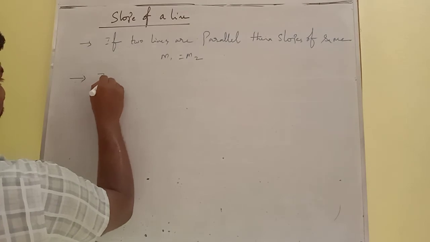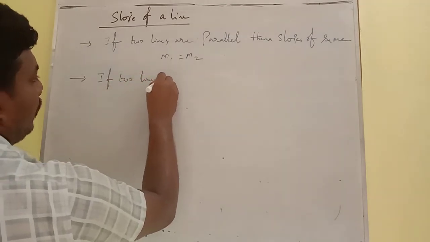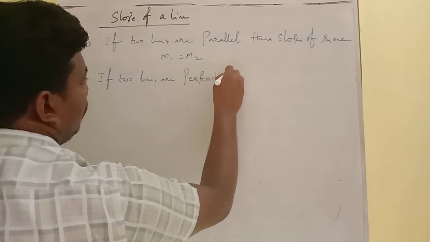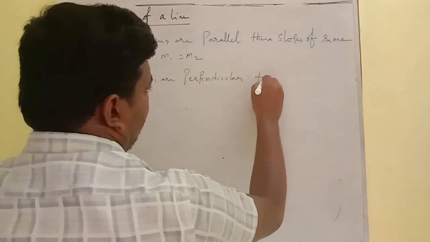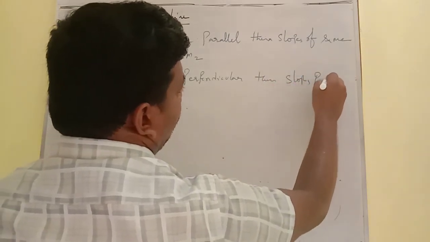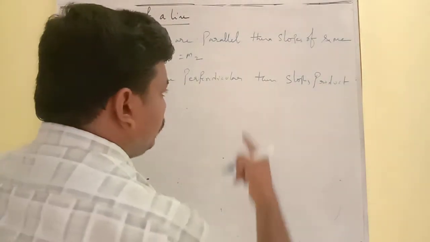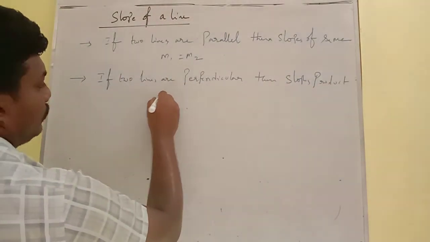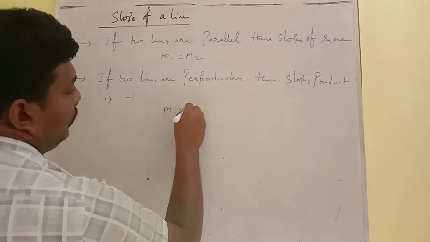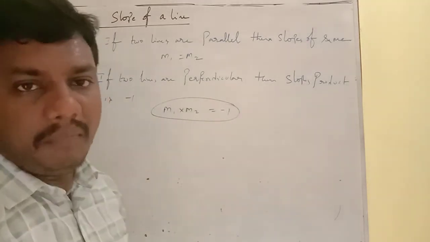If two lines are perpendicular, then the product of their slopes is equal to minus 1. That is, slope 1 into slope 2 becomes minus 1.